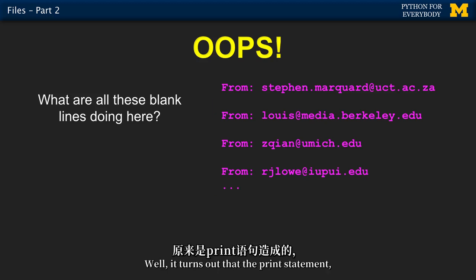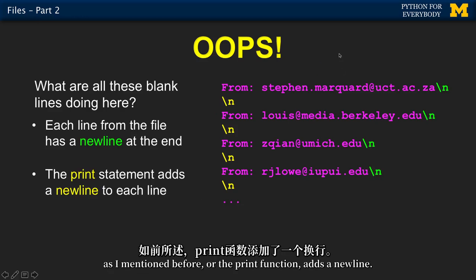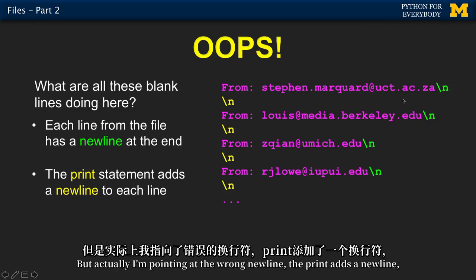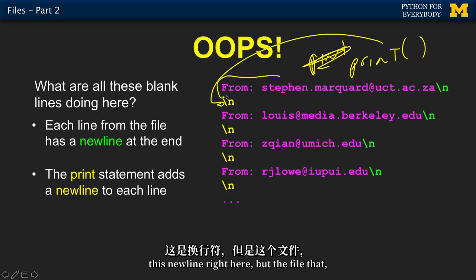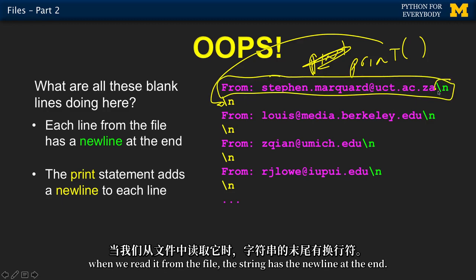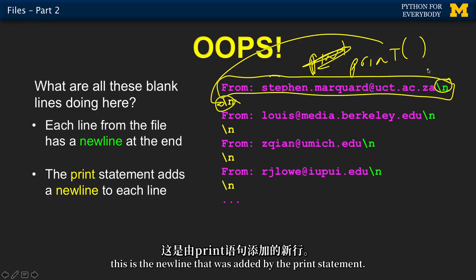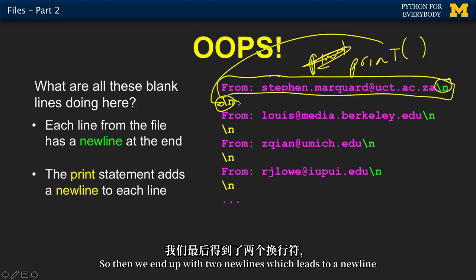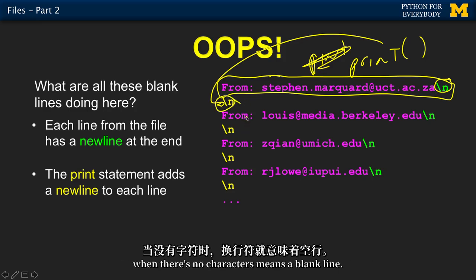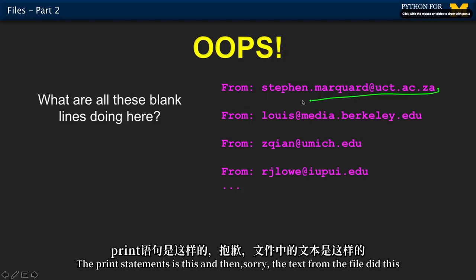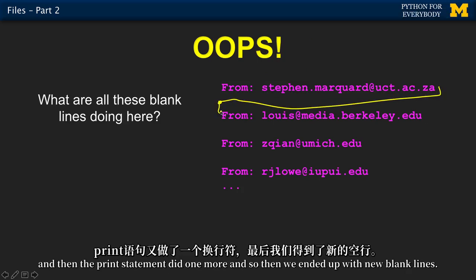Well, it turns out that the print statement, or the print function, adds a new line. But actually, I'm pointing at the wrong new line. The print adds a new line, this new line right here, but when we read from the file, the string has the new line at the end. So this part is what we read in from the file, and this is the new line that was added by the print statement. So then we end up with two new lines, which leads to a blank line. The print statement did this, and then the text from the file did this, and then the print statement did one more, and so we ended up with blank lines.